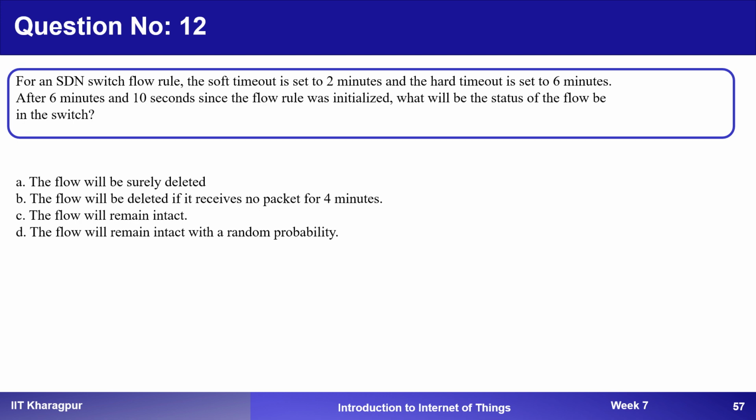So basically the soft timeout is 2 minutes and the hard timeout is 6 minutes. After 6 minutes and 10 seconds since the flow rule was initialized, what will be the status of the flow? Anyone? B. Why? A. The flow will surely be deleted. Okay. Whoever has replied B, can you please tell me why B?